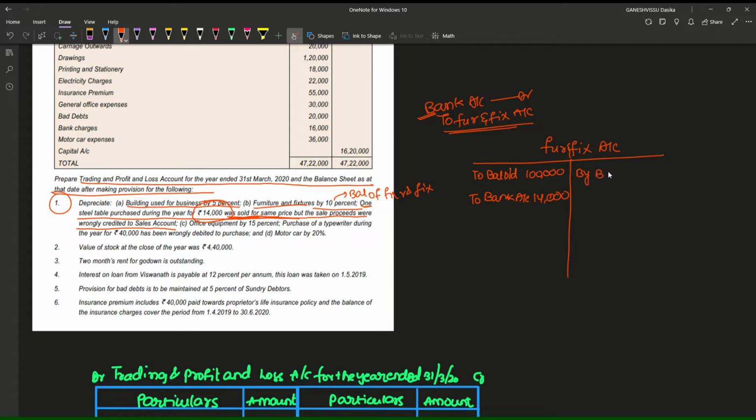So, bank account debit by 14,000 rupees. But what happened? This entry is not at all recorded in the furniture and fixtures account, but they wrote the entry bank account debit to sales.